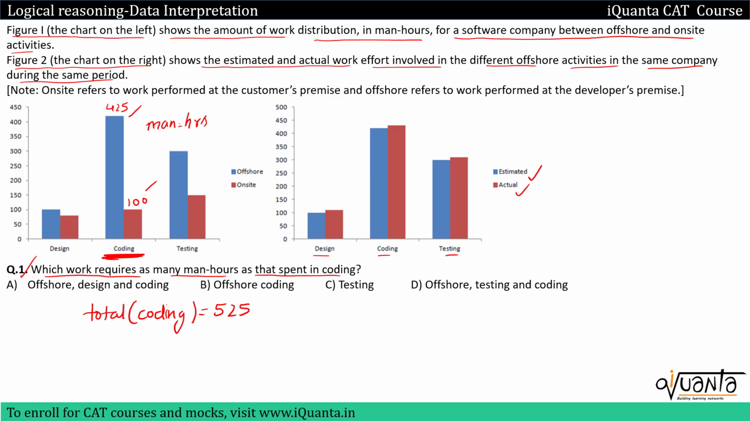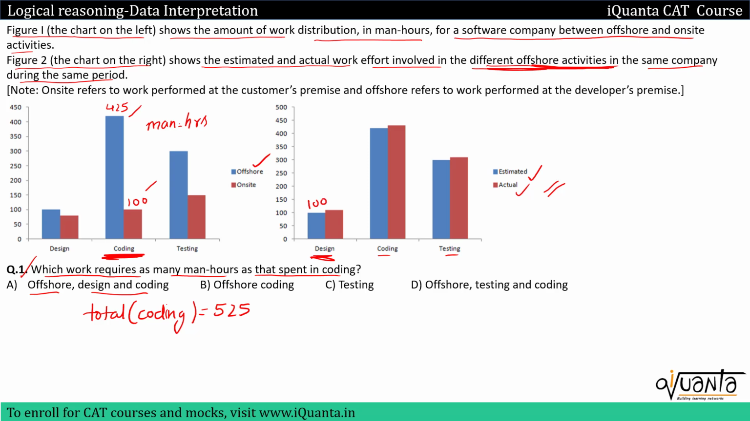The second chart was giving us the estimated and actual work effort involved in different offshore activities. So this is totally regarding the offshore activities. Okay, so now in this question we'll have to go through the options: offshore, design and coding. So if we go to offshore, design and coding, we'll be taking data from the second graph. So offshore is blue and design is over here. So offshore design will be 100 over here, right?